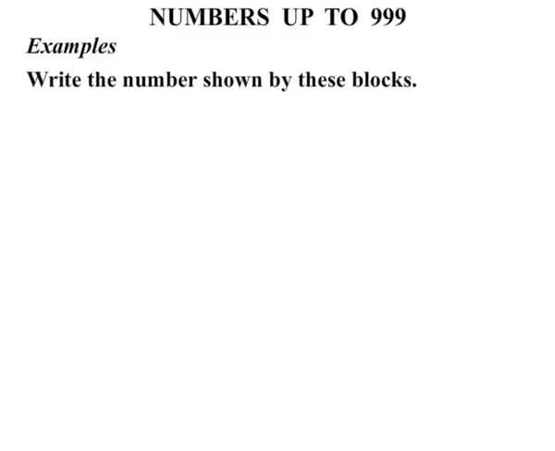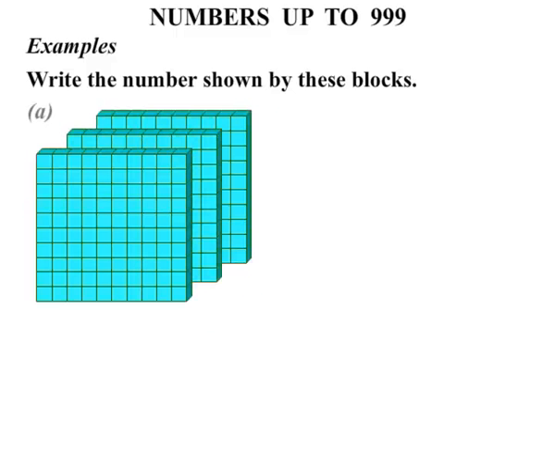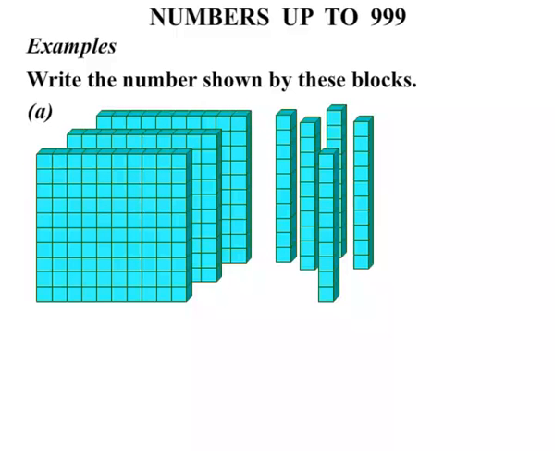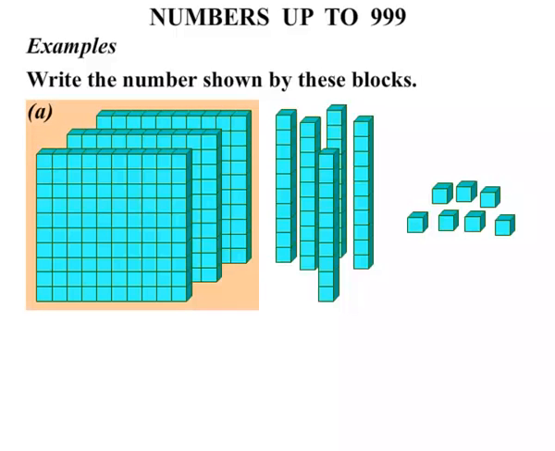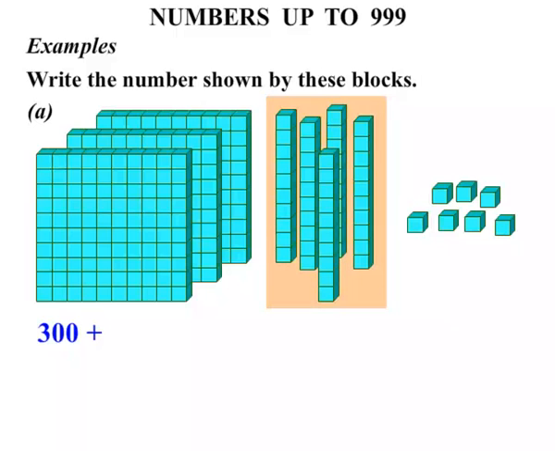Examples. Write the number shown by these blocks. Part A, we have a number of flats, a number of longs, and then some shorts. Now let's see what we've got. Remember, each flat is worth 100. So we're going to count in hundreds. 100, 200, 300. So 300 so far. Then we write plus. Now these longs, they're worth 10 each. So let's count in tens. 10, 20, 30, 40, 50. So we're adding 50 with that.